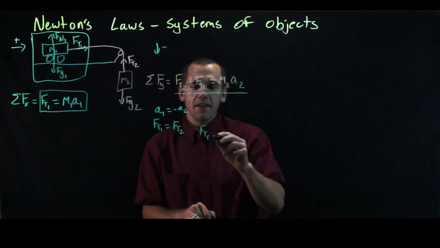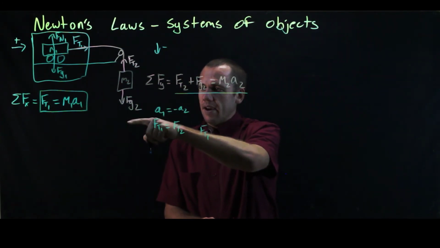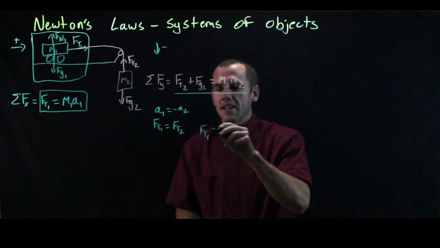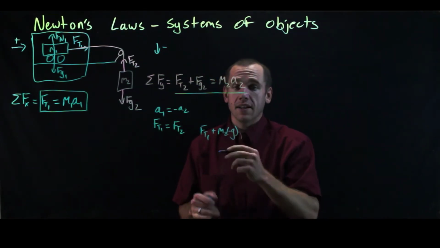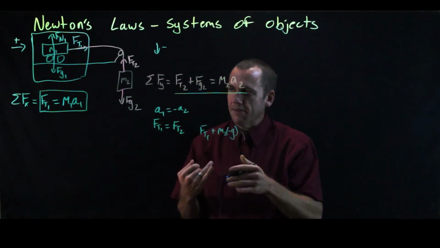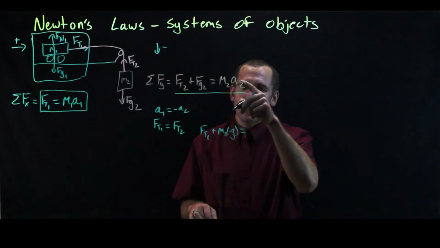Ft1 plus Fg2. Now let's think about that. That's the force due to gravity. Gravity's pulling down and it's on that thing. So I can say plus m2 times negative g, where g is the acceleration due to gravity, right? And it's negative because it's pulling down, is equal to, and here I have m2a2.